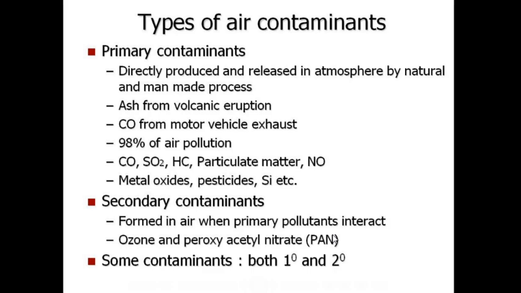can readily be absorbed. So these types of air contamination, primary contaminants or secondary contaminants, will be there. The primary contaminants are those air contaminants which are produced directly, and these primary contaminants are released in the atmosphere by natural and man-made sources. For example, the ash which is coming out during a volcanic eruption is a primary contaminant. The carbon monoxide from motor vehicle exhaust, the metal oxides, and the pesticides are all primary contaminants, while secondary contaminants are formed in the air when the primary contaminants interact with each other. For example, peroxyacetyl nitrate or ozone. Some of the contaminants may be both primary or secondary.